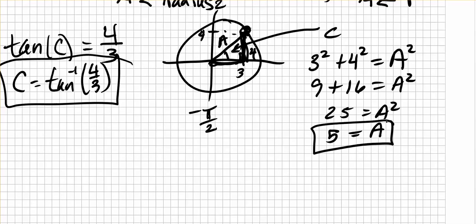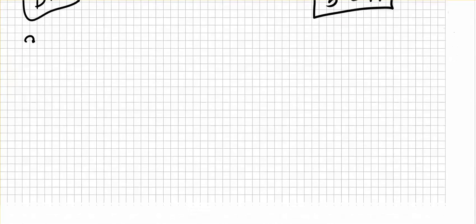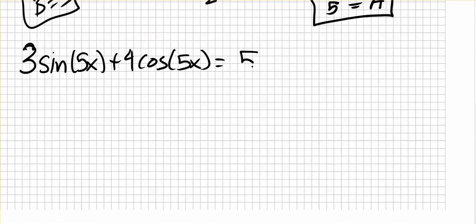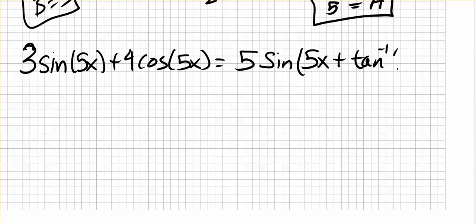A is 5, and we now know B, and we knew B was equal to 5. So 3 sine 5x plus 4 cosine 5x is equal to 5 times the sine of 5x plus the inverse tan of 4 over 3. And so this is in its exact form. And if you were going to do anything further with it, this is how I would leave it.